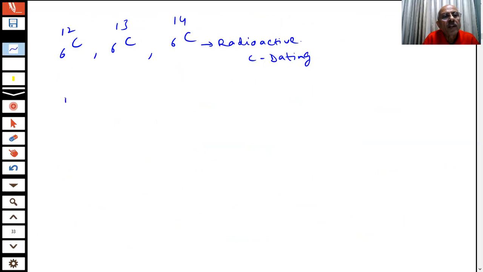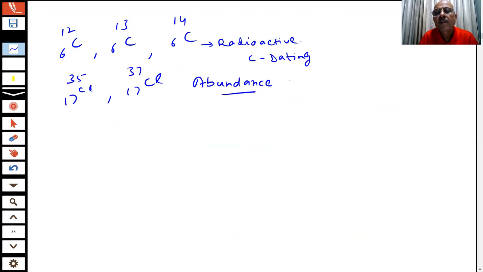Similarly, you will see chlorine: 17Cl35 and 17Cl37. There are 2 isotopes. And because there are isotopes, their percentage abundance is different. One is present in a very large amount, the other in a very, very small amount. And then if we find the masses, students, what will happen?